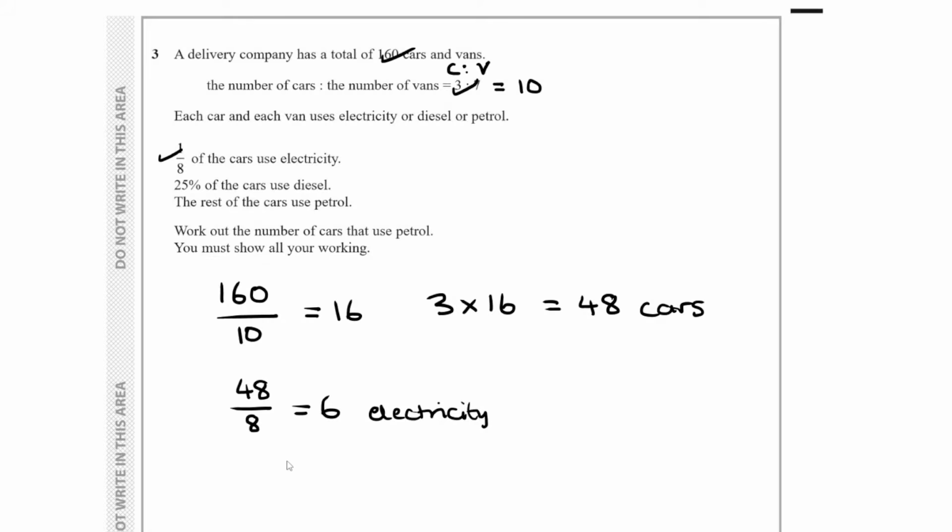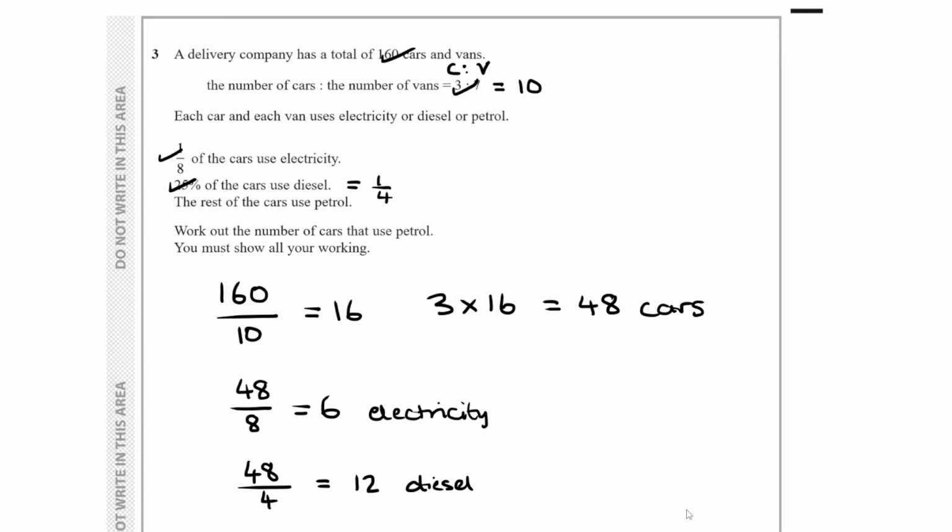25% of the cars use diesel, so 25% of 48. The way that I would work that out myself is, because I know that 25% is the equivalent of 1/4, I would just divide by 4. If you weren't sure about the conversion into a fraction, that's fine, but you could work it out by doing 10%, so 2 lots of 10%, and then a 5%. However you want to work it out, it might be different to me, that's fine, as long as we get the same numbers. So that was diesel.